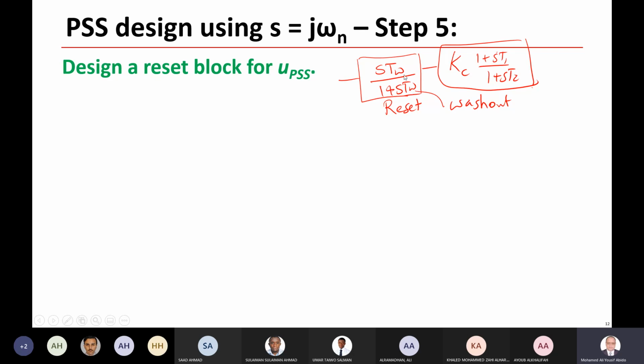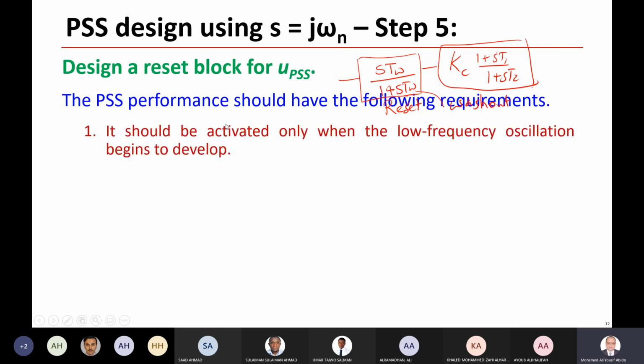And what is the philosophy behind this block? Why do we need this block? What is the function of this block? The function of the other blocks is clear now. We need the lead block to provide us phase lead, a certain angle, and we need KC to increase the system damping coefficient. So KC, we know the idea behind it. T1 and T2 also, we know the idea behind the design here. So what is the idea behind designing TW, or this block? What is the function of this block? Let us see the function of this block.